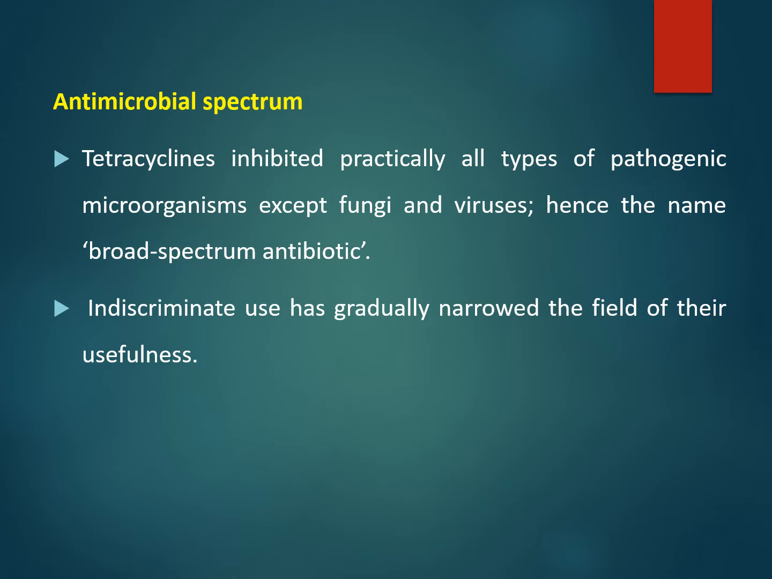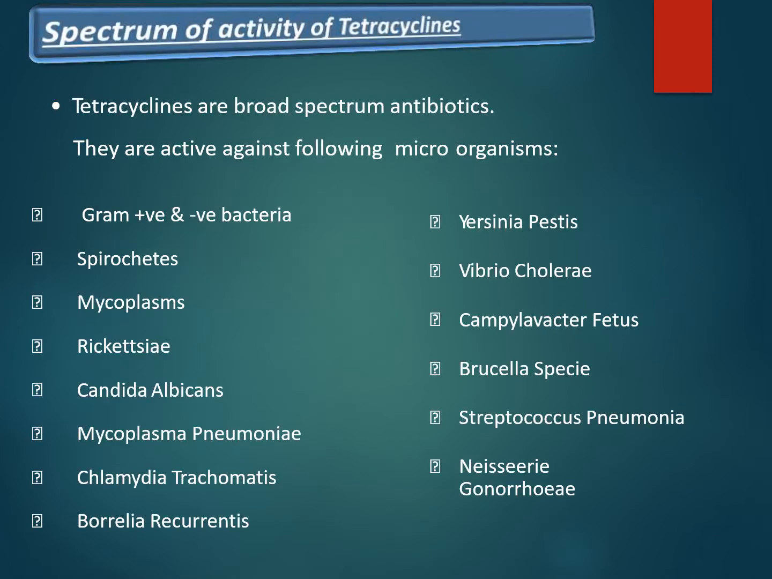As I told you, they are going to inhibit practically all types of pathogenic microorganisms except fungi and viruses. Hence the name broad spectrum antibiotic. But we all know the indiscriminate use of any antibiotic will finally lead to resistance. That's why many organisms have now developed resistance to the older tetracyclines. The newer tetracyclines are commonly used for the following organisms: all gram positive and gram negative bacteria, all spirochetes, mycoplasma, rickettsia, chlamydia, borrelia, yersinia, vibrio, brucella.